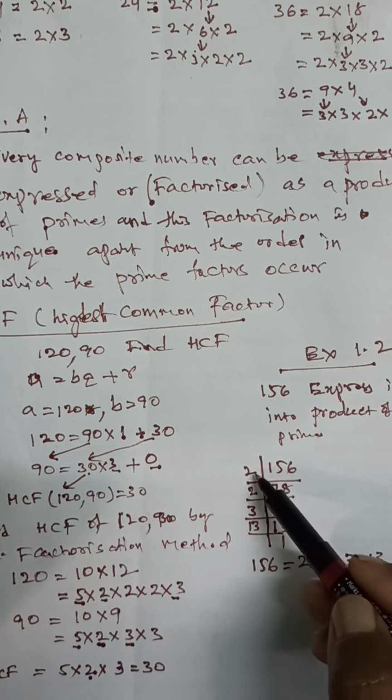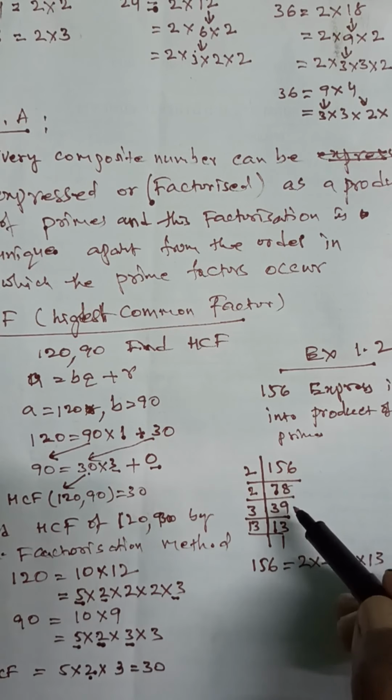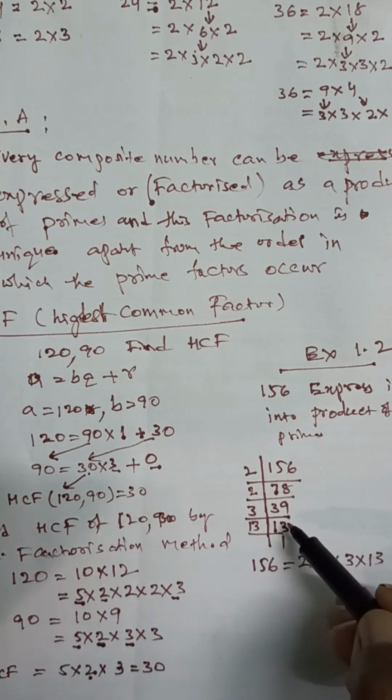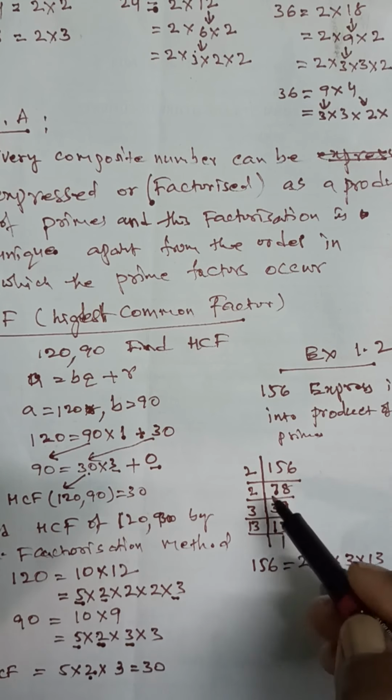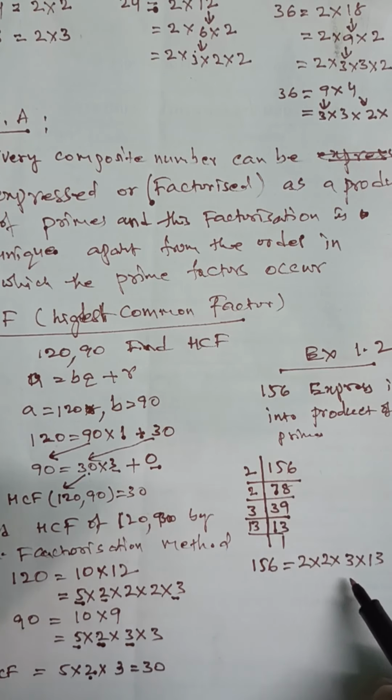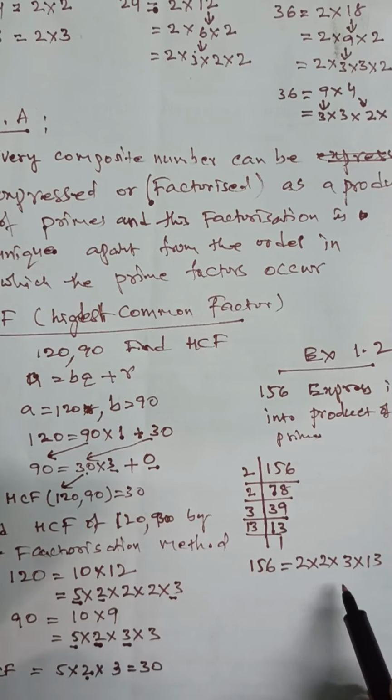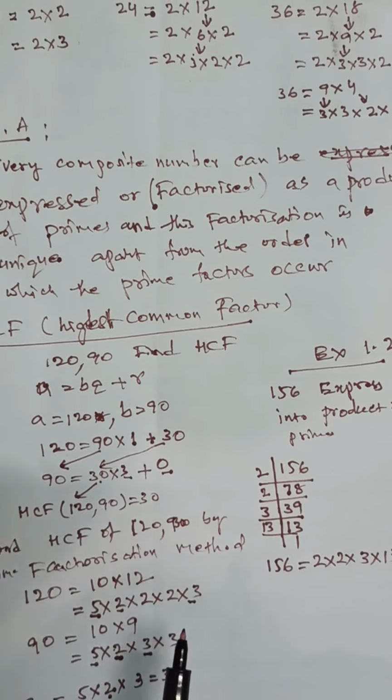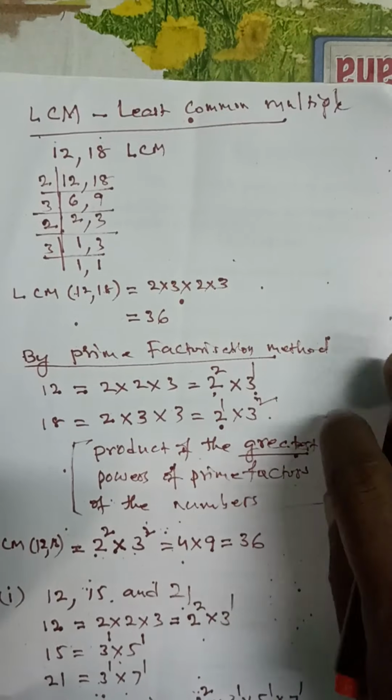156 divided by 2, we get 78. Again this is divided by 2 to get 39, and 39 is 3 times 13. So the product of primes of 156 is equal to 2 into 2 into 3 into 13, and these are the primes here. And after this we discussed the LCM.